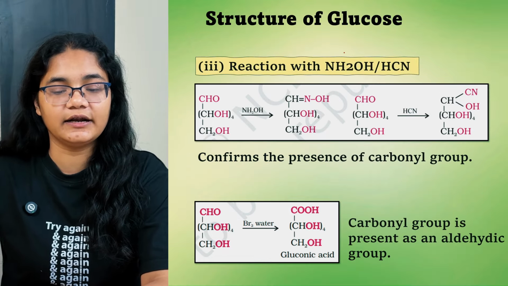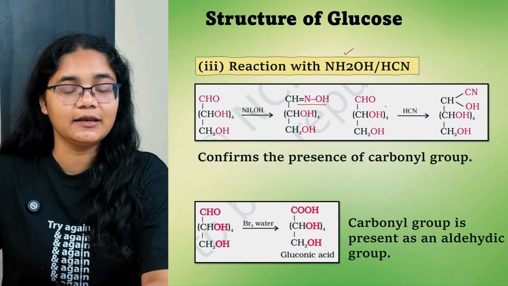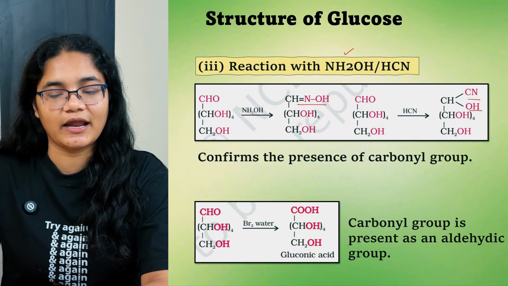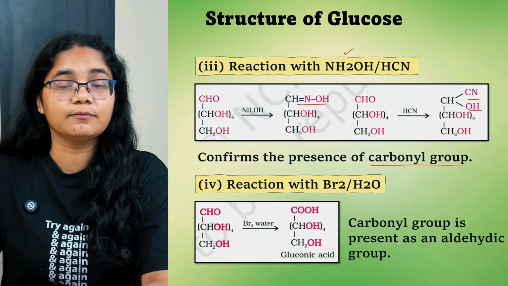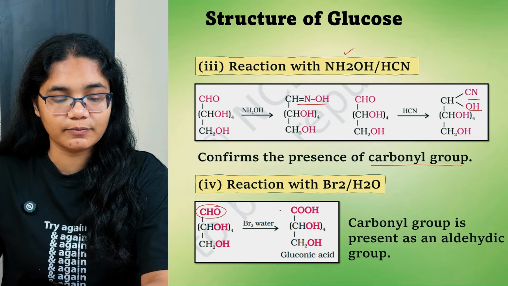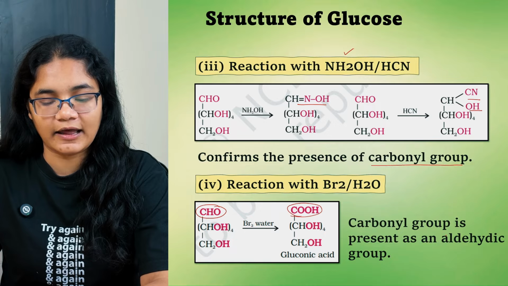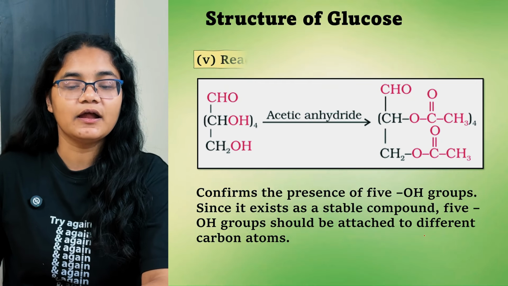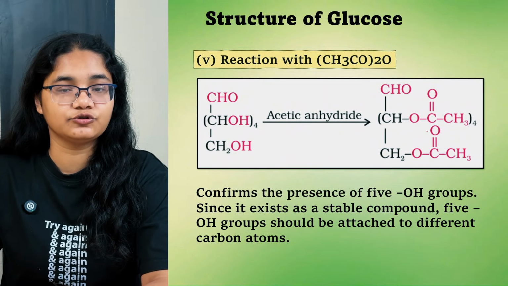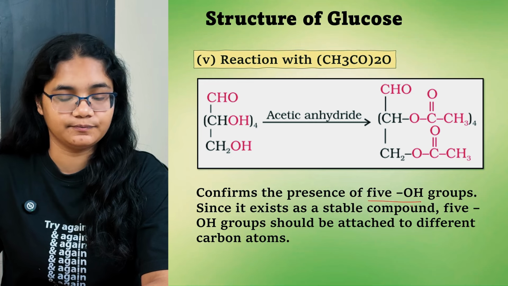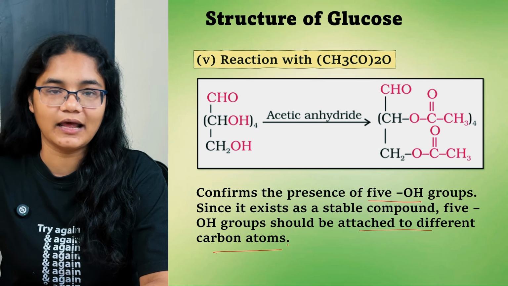Now the second reaction we did was with NH2OH and HCN. When we reacted with NH2OH, you got an oxime, and when you reacted with HCN, you got a cyanohydrin. These two reactions prove the presence of a carbonyl group. Now when you react it with bromine water, the CHO group gets converted to a COOH group. So the carbonyl group is present as an aldehyde group, that is confirmed. Now when you treat it with acetic anhydride, we got a penta-acetate derivative, which shows the presence of 5 OH groups, and the 5 OH groups should be attached to different carbon atoms.